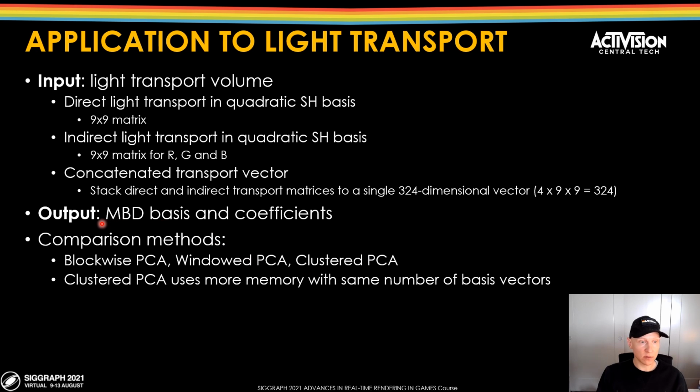And now the output of the algorithm is an MBD basis and coefficients, and we compare MBD against blockwise PCA, windowed PCA, and clustered PCA. And one thing to note about these comparisons is that clustered PCA has to use more memory with the same number of basis vectors since it needs to store the cluster index. Whereas for blockwise PCA and moving basis decomposition, the cluster indices are implicit because they are encoded by the spatial clusters in case of blockwise PCA or the spatial kernel functions in terms of moving basis decomposition.